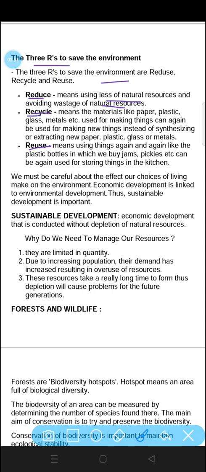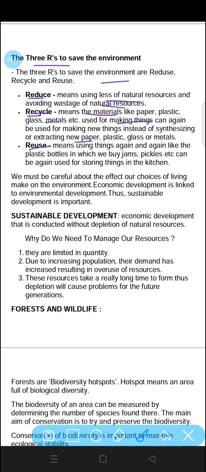Next is recycle. Recycle means the material like paper, plastic, glass, metal used for making things can again be used for making new things instead of synthesizing or extracting new paper. So we can just send these types of objects for recycling so that they could be used again. We will not need to extract new paper from the trees.